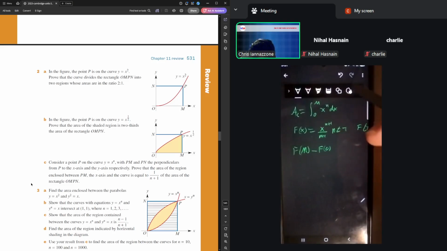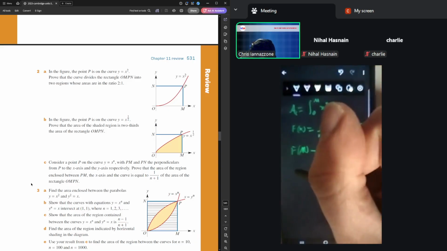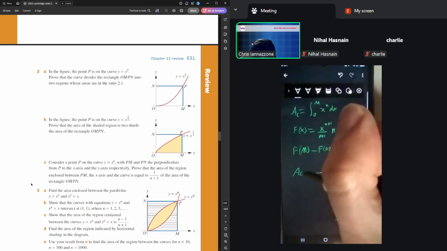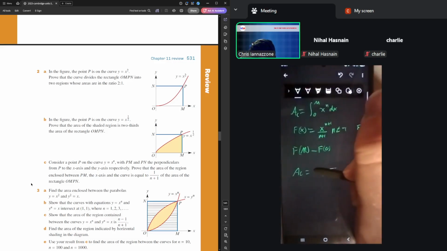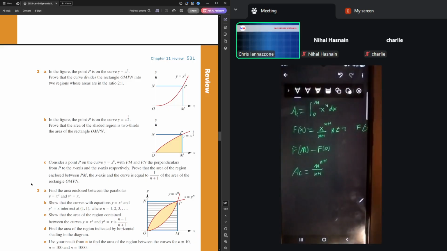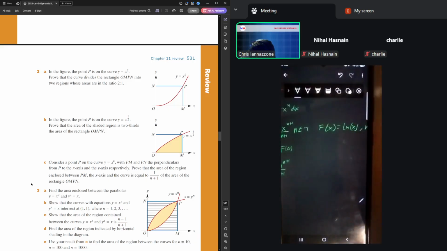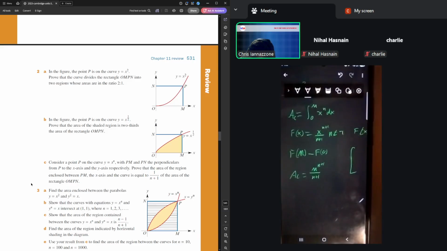Anyway, finishing it up, capital F of 0 just disappears, so all we really need to care about is capital F of m, which is going to give us area AC, where we have m to the n plus 1 over n plus 1. I'll save a spot to do this one as well later, but that can be a bit of a side quest after we do what is probably going to be the main solution to this.